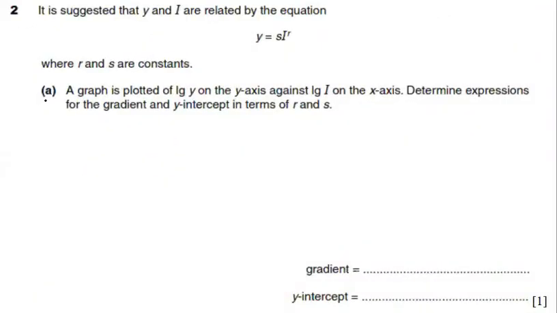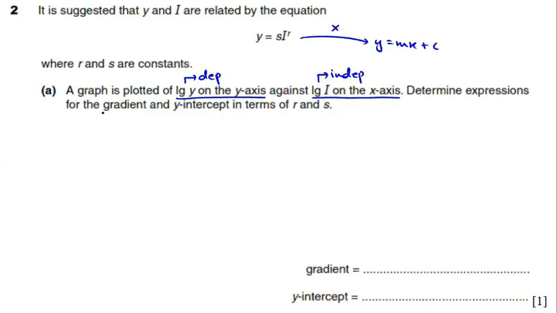Let's do an example now. This is part A of the third graph question in the workbook, and the question says it is suggested that y and I are related by the equation y equals s times I raised to the power r. See students, this equation is not a linear equation because it contains the power function I raised to the power r. So this equation cannot be brought to y equals mx plus c form, right? The question continues, where r and s are constants. Part A says a graph is plotted of log of y on the y-axis, which means that log of y is our dependent variable, against log of I on the x-axis, and log of I is our independent variable.